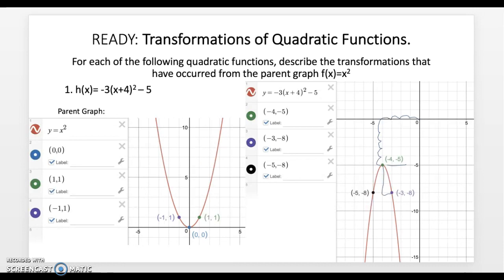When we do our vertex, we notice that we move from 0, 0 to negative 4, negative 5, which is 4 jumps left of 0 and 5 jumps down from 0, as you can see with my little blue jump marks. And our vertical stretch is going to be down 3 and over 1, as you can see in the drawing. And that changes from just up 1 over 1. So our vertical stretch is negative 3. This negative is also evident because we flip from concave up to concave down.